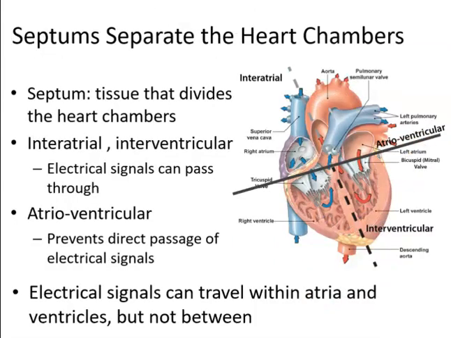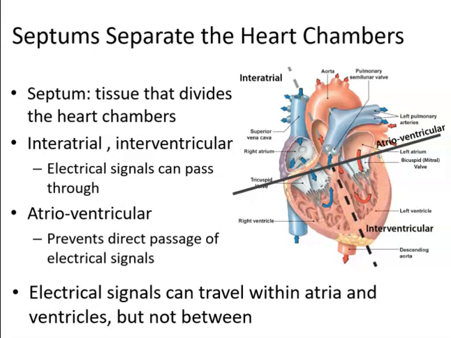We also have walls, or septums. Whenever you see the word septum, think wall. So the septums separate the heart chambers. Septums are tissue that divides the heart chambers. There are 3 very important septums, or septa, within the heart. The most important septum that we want to talk about is the atrioventricular septum.